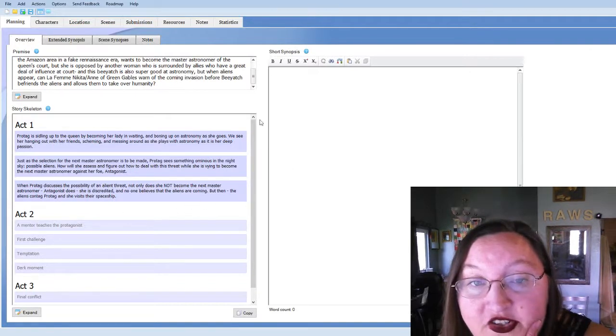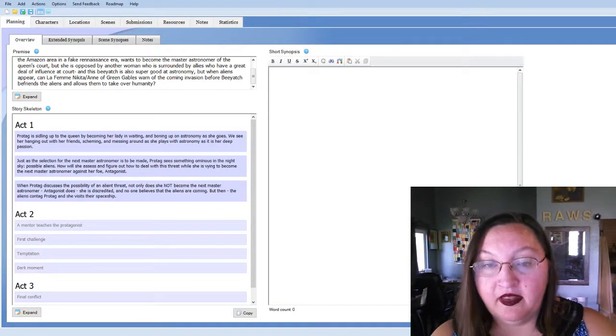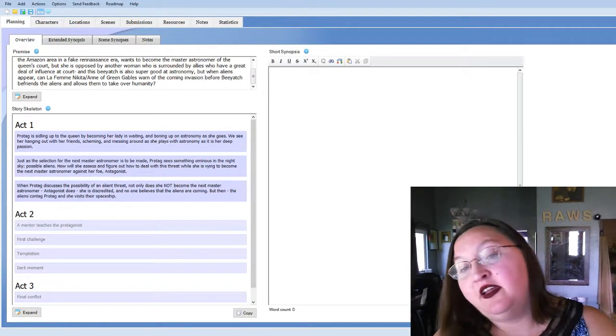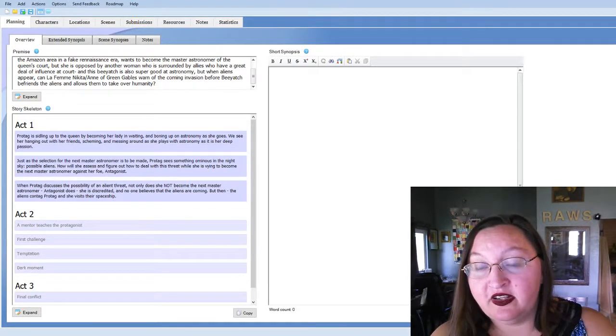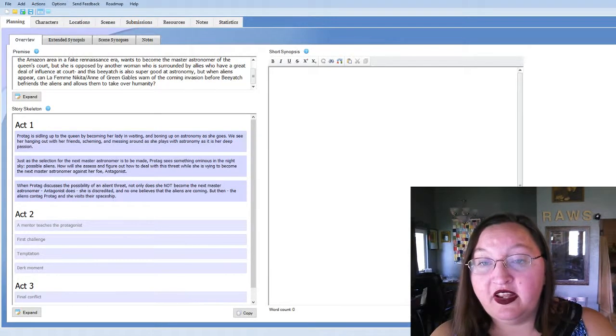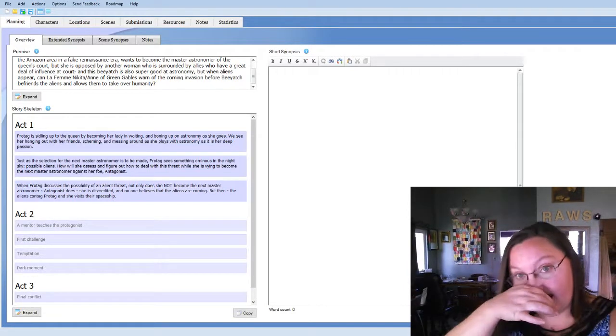Okay, Act 2. A sympathetic courtier, formerly a wise general, seeks Protag out and says he can bring her back into the court fold if she passes 3 tests. Okay. The mentor teaches the protagonist.